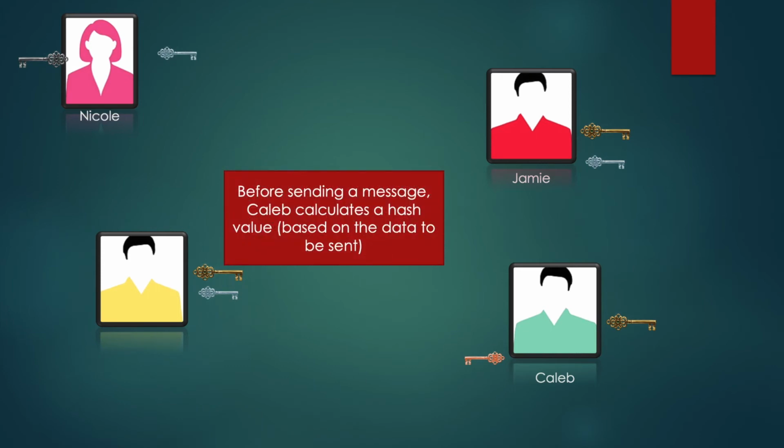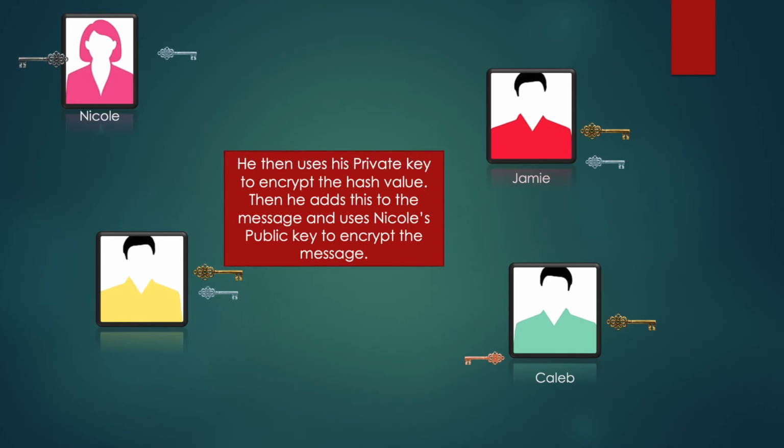Before sending a message, Caleb calculates a hash value, and that hash value is based on the data that has to be sent. He then uses his private key to encrypt the hash value. Then he adds this to the message, and he uses Nicole's public key to encrypt the overall message.